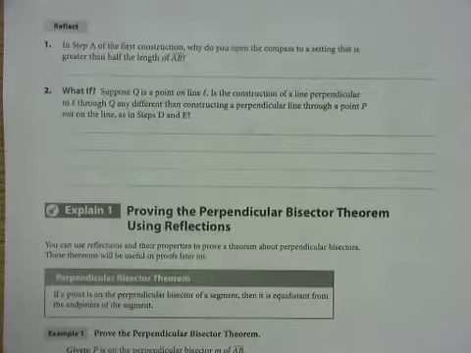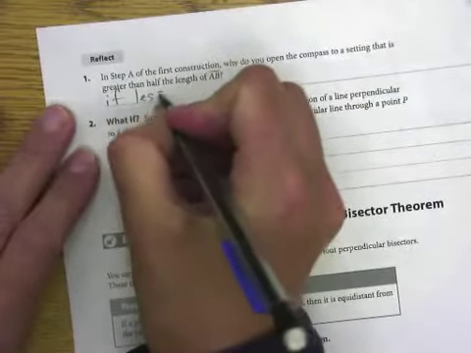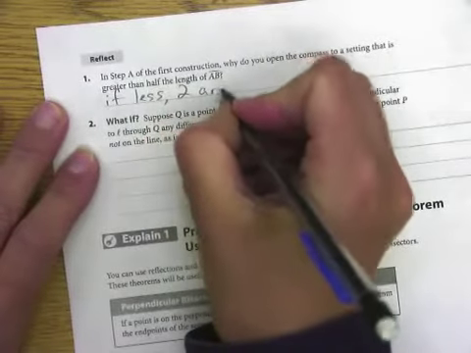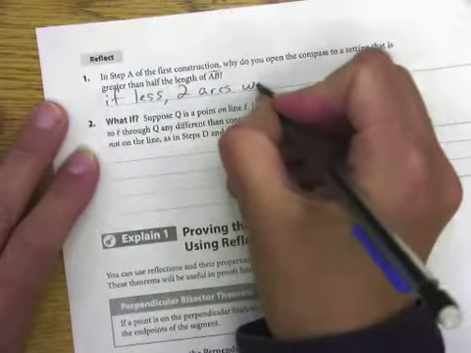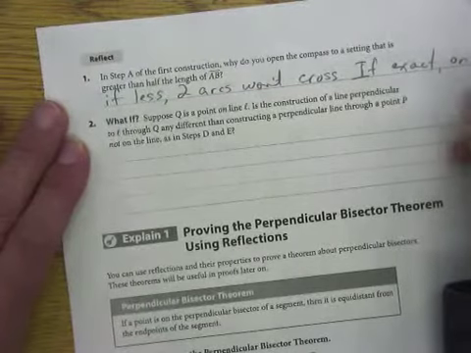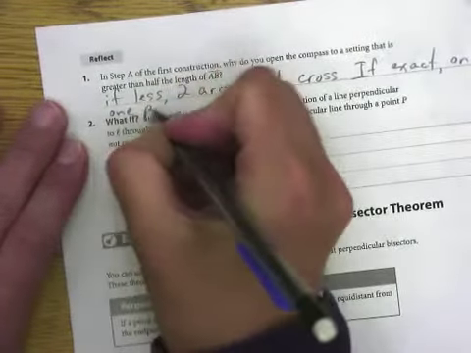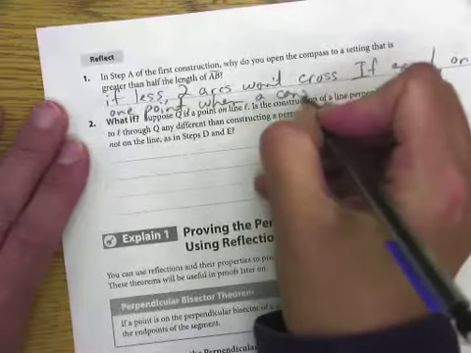In the first reflect question, it asks us, why do we open the compass to a setting that is greater than half the length of AB? It's because if it's less, the 2 arcs won't cross. If it's exact, I would only have 1 point, and we need 2.